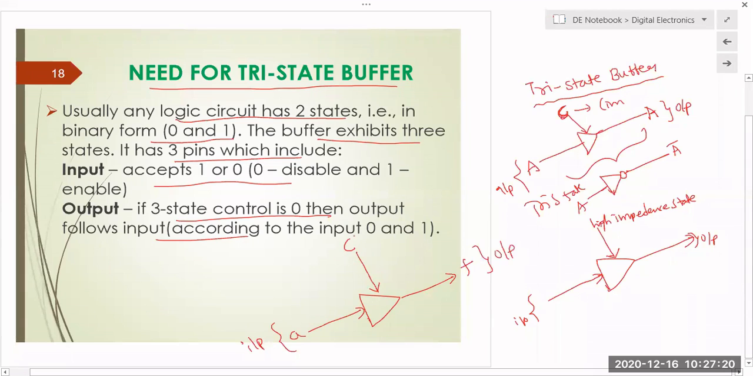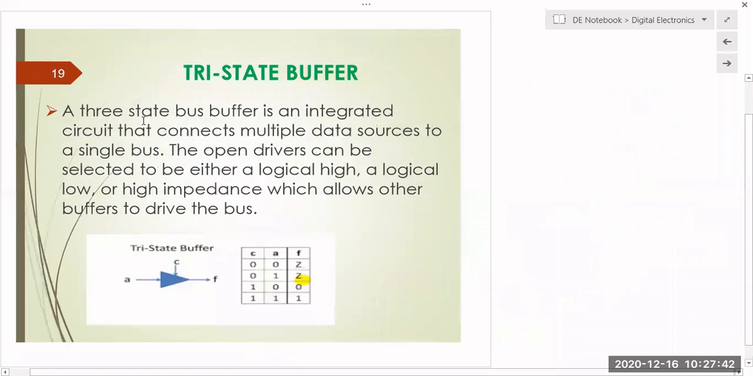This C is nothing but the third state. If this C value is 0, then the output follows the input, that is, F is equal to A: 0 gives 0, 1 gives 1. But if C is 1, then it has some other state, that is the high impedance state. We will discuss it. Okay, so tri-state buffer.